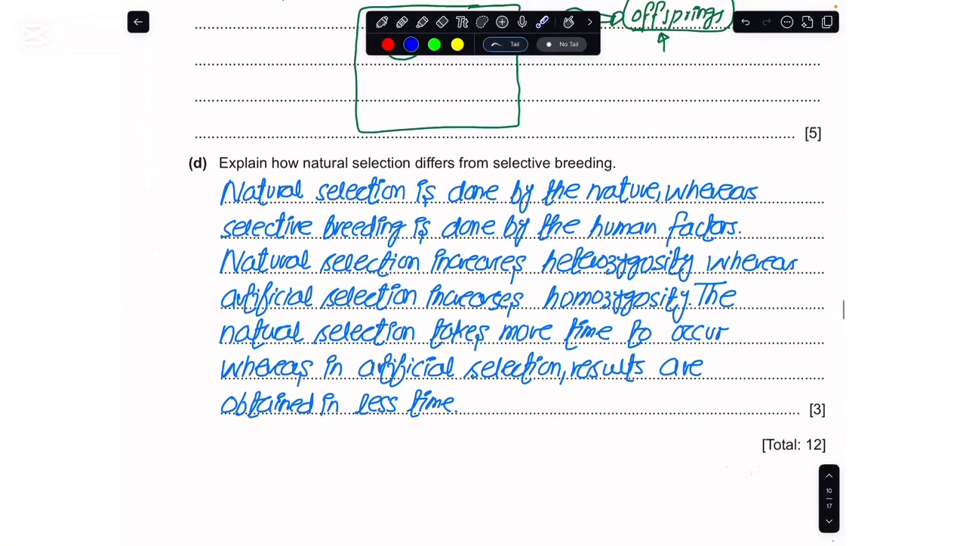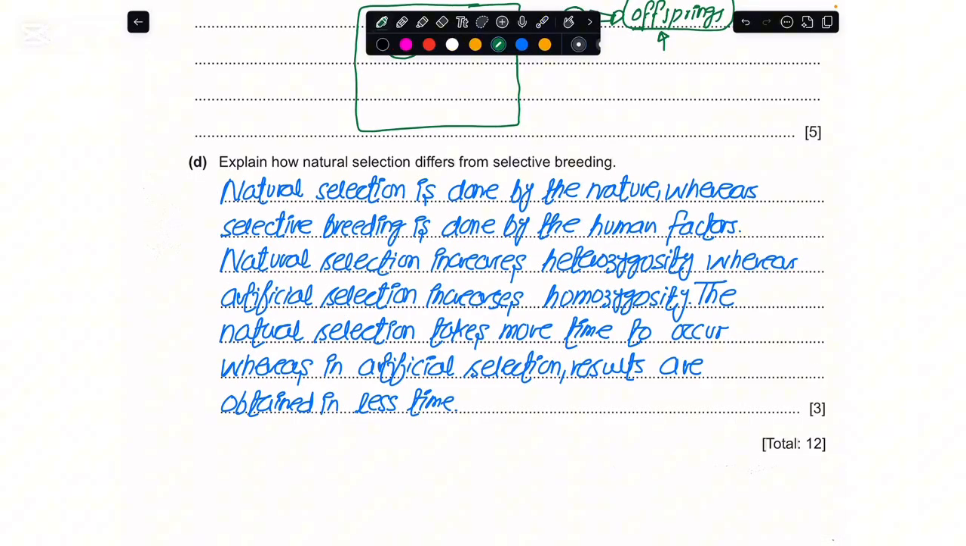Now, if we go on to the D part, here they ask us what difference we have between natural selection and selective breeding. So you see that when nature selects organisms on the basis of their beneficial characteristics, that would be natural selection. But when human beings select the animals or the plants, that would be selective breeding.